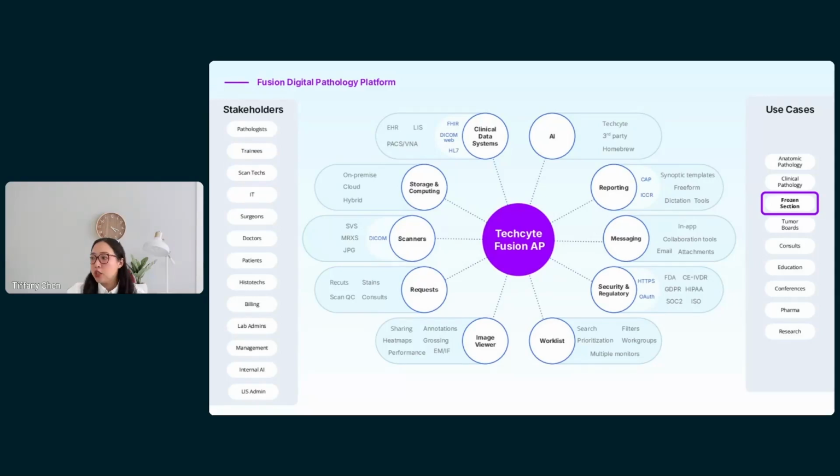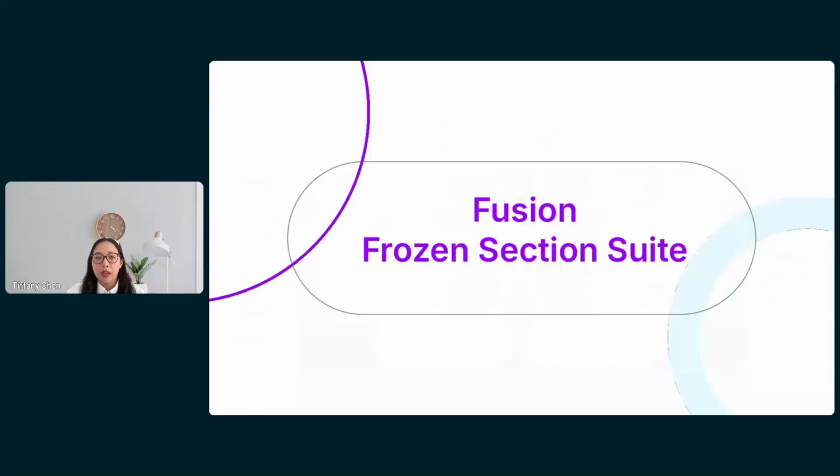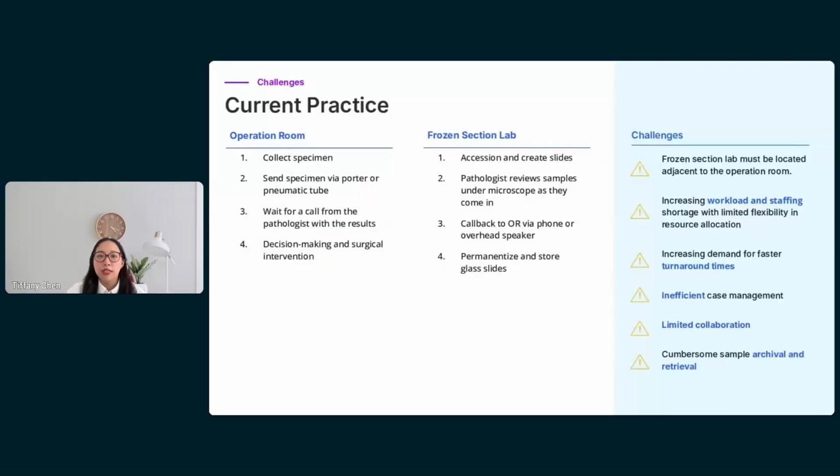So now we're going to move towards our frozen section Fusion suite. Let's briefly review first how frozen sections typically work. The surgeon will collect a specimen intraoperatively while the patient is still under anesthesia. That specimen is then transported to the frozen section lab where it's accessioned, frozen, cut, and stained. Ultimately, the slides get to a pathologist who evaluates it, generates a prelim diagnosis or margin assessment, and then they pick up the phone, call the OR, and usually through the phone or intercom will relay the findings.